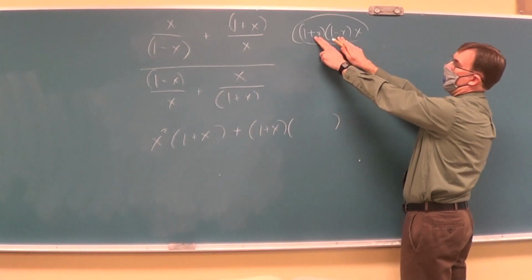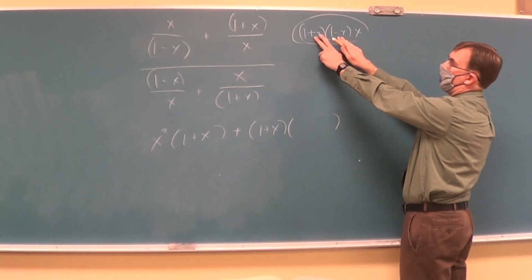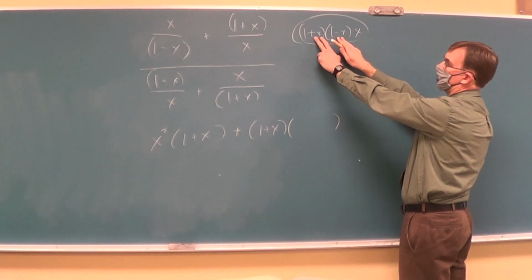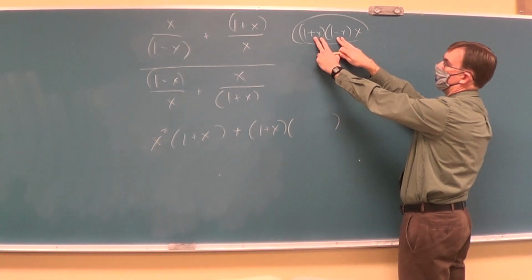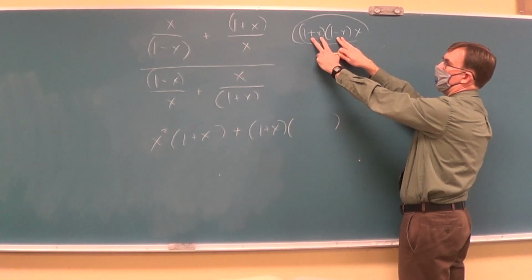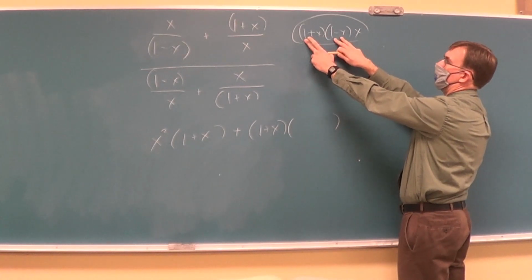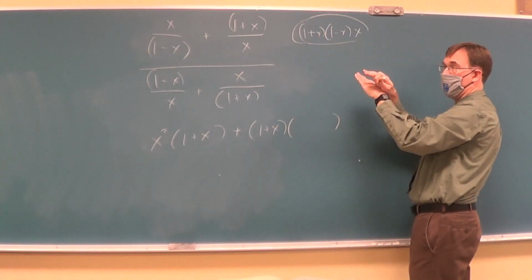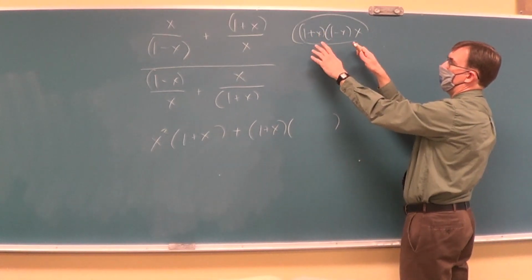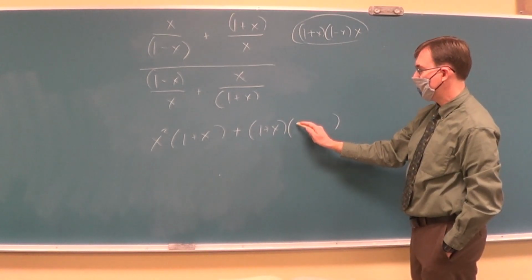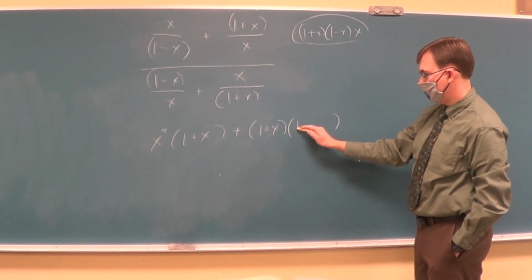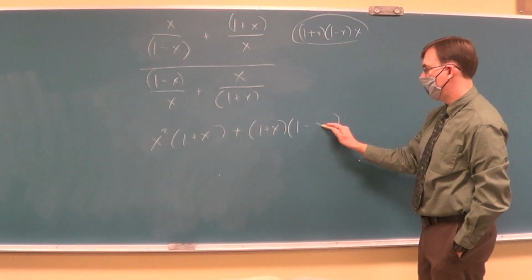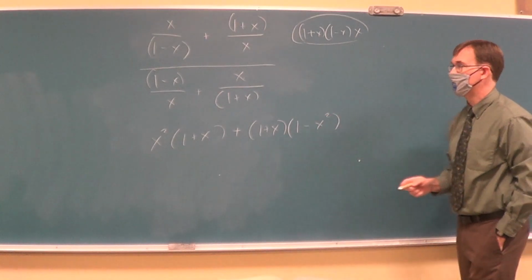If we FOIL this, we get 4 things out of them. We get a 1, a 1x, a negative 1x, and a positive 1x, which would cancel, and an x squared and a minus x squared. So who's left standing? 1 minus x squared. 1 minus x squared would all be left standing.